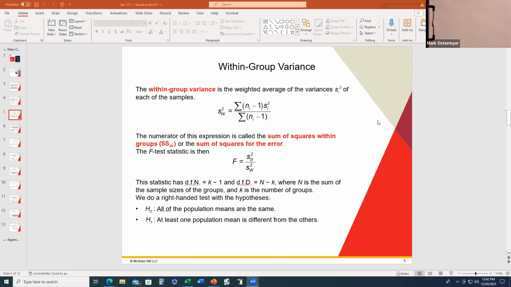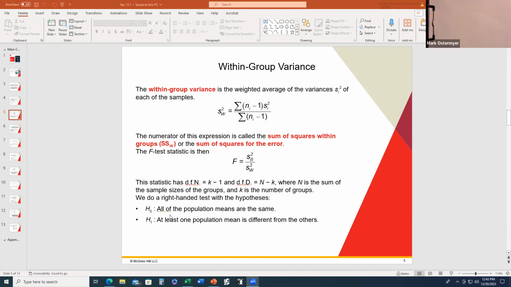Now, in order to find a critical F value from this distribution, we have k minus 1 degrees of freedom for the numerator and n minus k degrees of freedom for the denominator. Where k is the number of treatment levels or factors, and uppercase N is the total size of your entire sample if you were to combine all the treatment level samples. Okay, so we have a numerator degree of freedom and a denominator degree of freedom here.